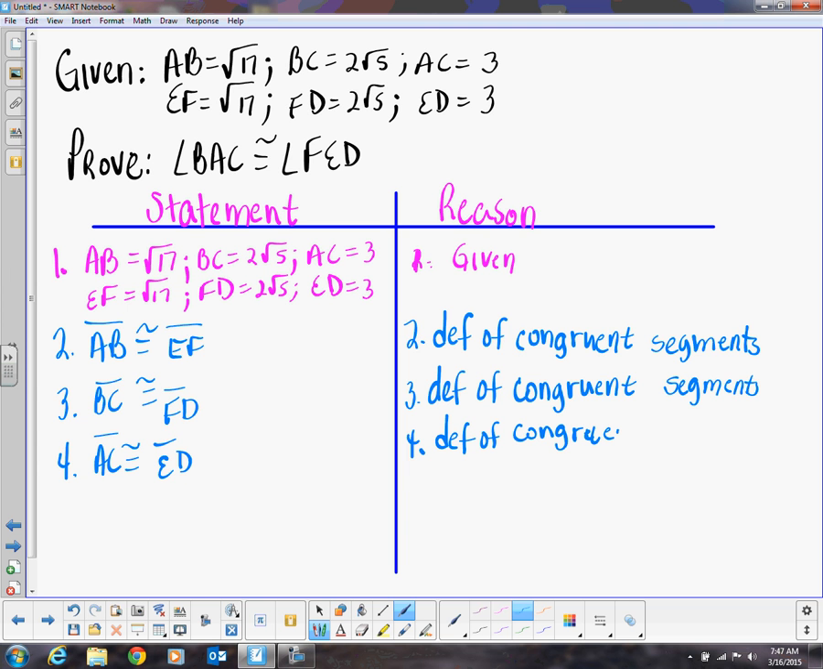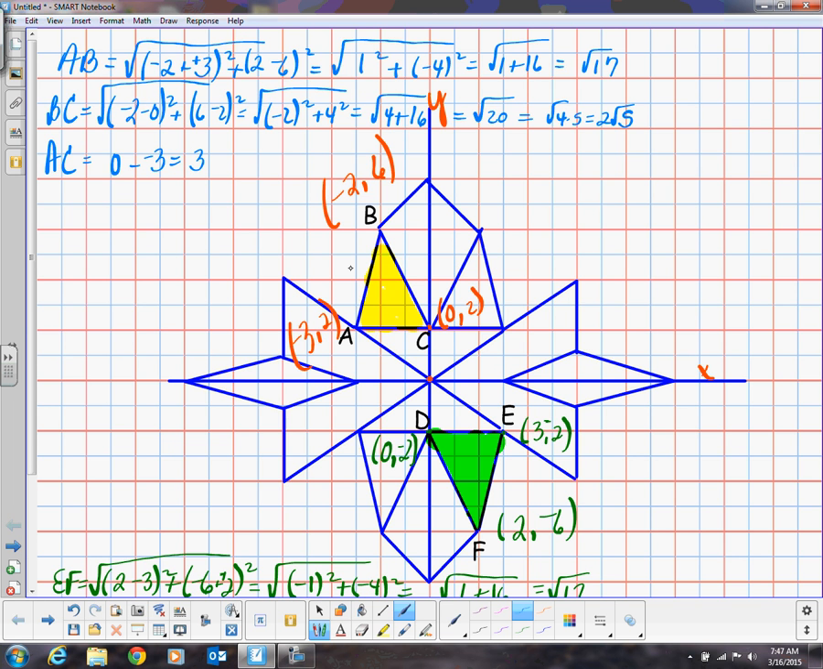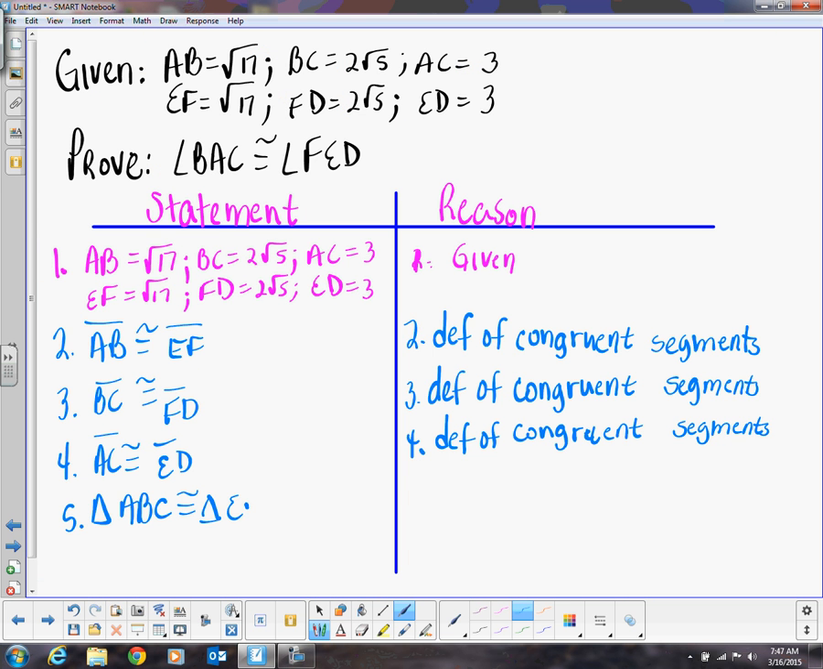Now, if you had a reflexive, then you would have a reflexive in here. So this allows me to state that triangle ABC is congruent to triangle, alright, we've got ABC, so EFD. Why? Side-side-side. So last but not least, I know that angle BAC is congruent to angle FED, and that's going to be by corresponding parts of congruent triangles are congruent.